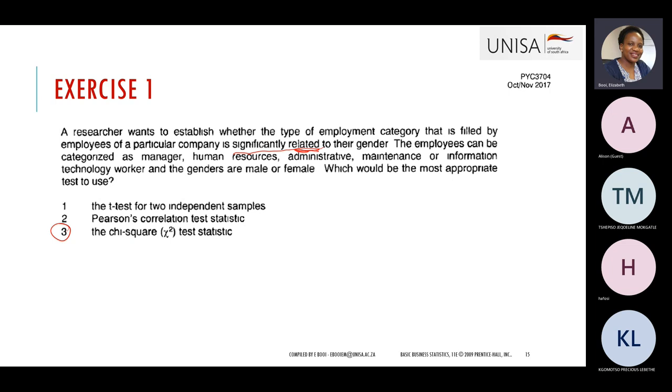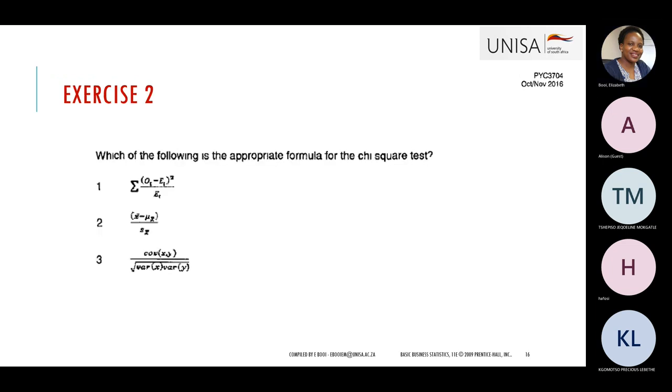That's one. Okay, one down, 15 more to go. Question two: which of the following is an appropriate formula for the chi-square test? They don't expect you to know how to calculate it. They just want to see if you know the formula. So based on what we just did today, which one is the correct one? Is it one, two, or three?